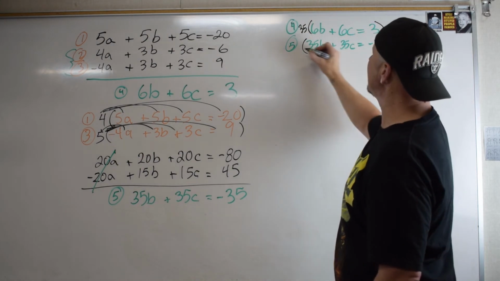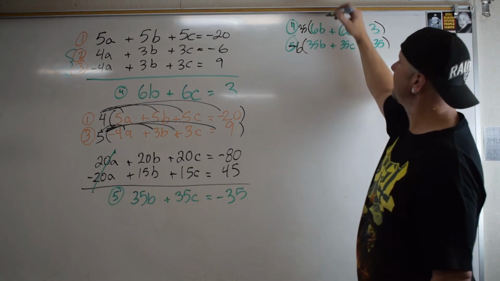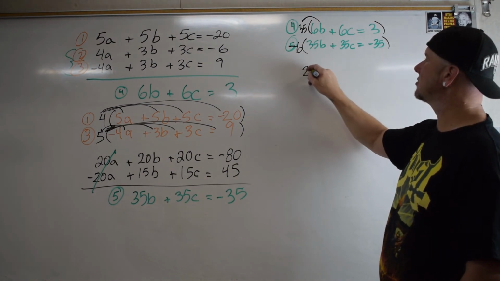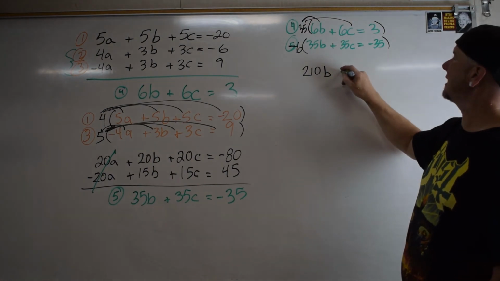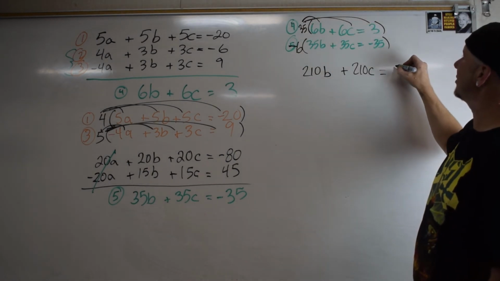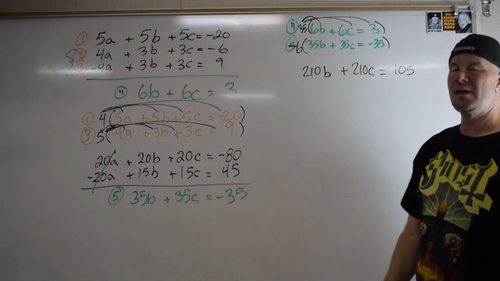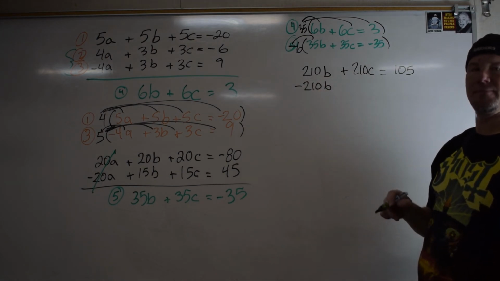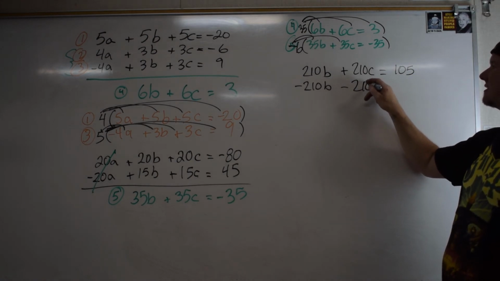So 35 times 6 would be 210b. 35 times 6c is 210c. 35 times 3 is 105. On the bottom, negative 6 times 35b, negative 210b. Negative 6 times 35c would be negative 210c. Negative 6 times negative 35 would be positive 210.